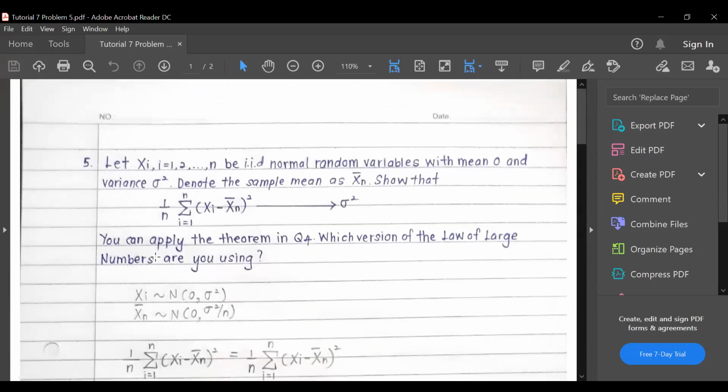Okay. So basically you're applying the weak law of large numbers, because if you are using Chebyshev, then it's the weak law, right?